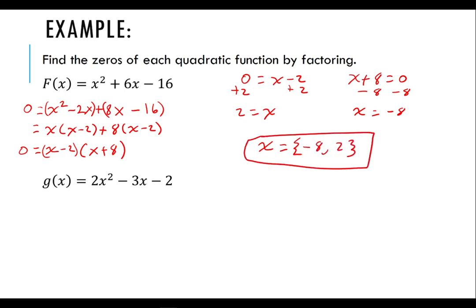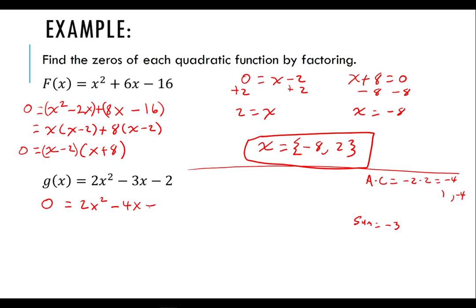Next one, g of x here. I want to see first do I have a greatest common factor, but notice that I do not. Then for some side work real quick, I'm going to look for two numbers. I'm going to use that AC method. A times c is equal to negative 2 times 2. That is negative 4. Now I'm looking for two factors of negative 4 that sum to be negative 3, and those are negative 4 and positive 1. So then this is 0 is equal to 2x squared minus 4x plus x minus 2.